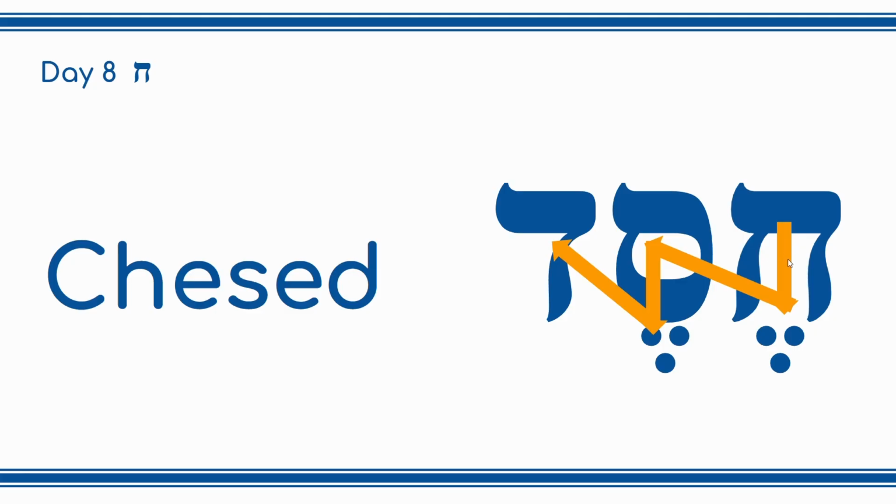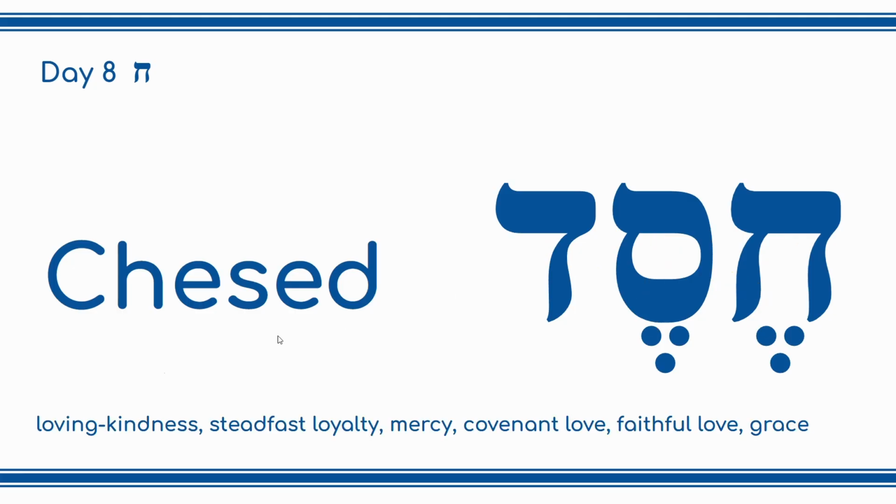So now we'll combine those. You have ch, se, d. Ch, se, d. And then you put the sounds together, you get chesed. And the word is chesed. And this word means loving kindness, steadfast loyalty, mercy, covenant love, faithful love, grace. Yes, it has so many meanings. All of this is wrapped up in this one word, chesed.